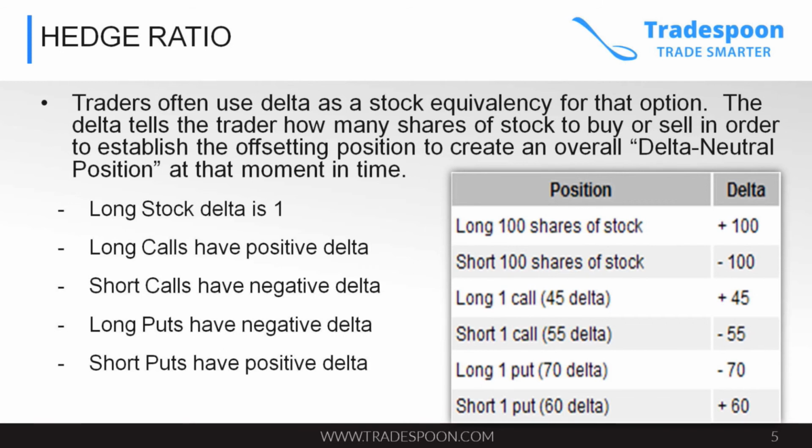That's why the hedge ratio is very important. And you can see on your screen that long stock delta is 1, long calls have positive delta, and so on and so forth. So if you want to build a market neutral portfolio or a slightly bullish portfolio, then you look at your overall delta and you look at individual deltas, and you decide if you want less exposure to the market, then you initiate positions with negative delta.